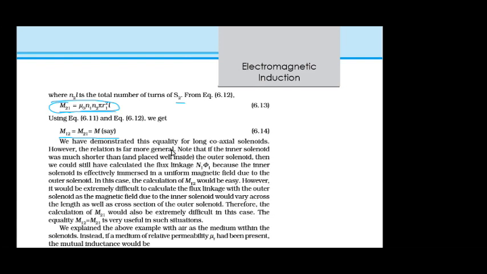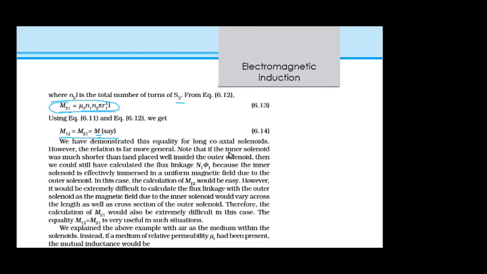M21. So M12 is equal to M21 is equal to M. If we demonstrate this equality for long coaxial solenoids, we have demonstrated this equality for long coaxial solenoids. However, the relation is far more general.